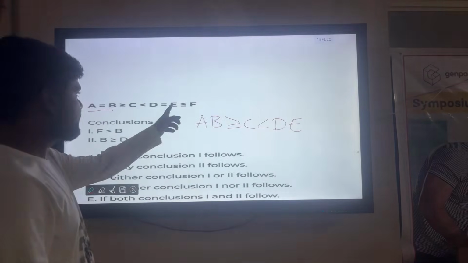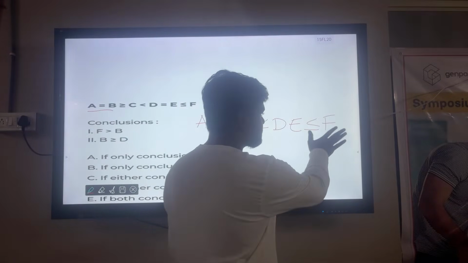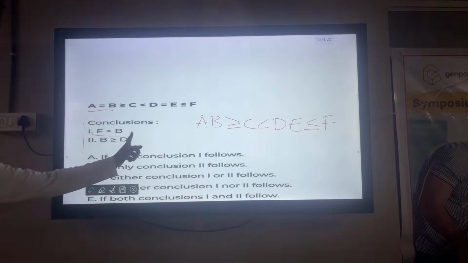After that, E is less than or equal to F. This is the statement they are giving you, and two conclusions are there. What is the first conclusion?